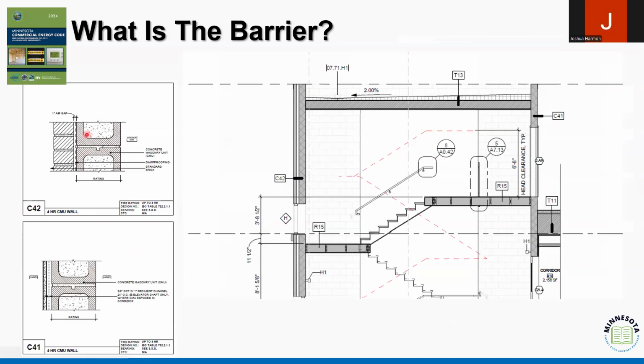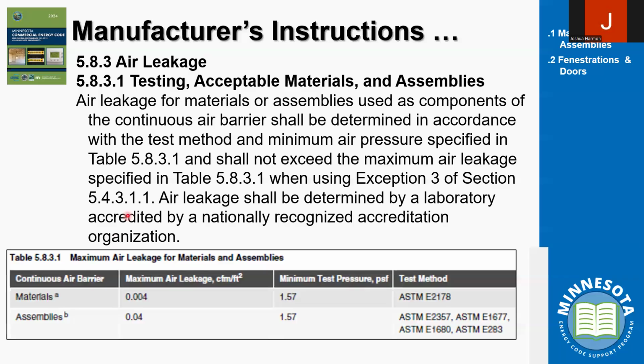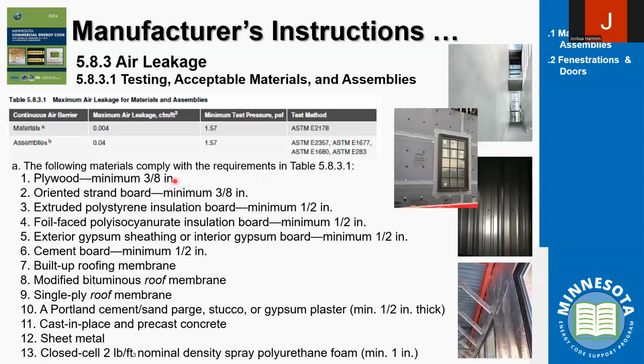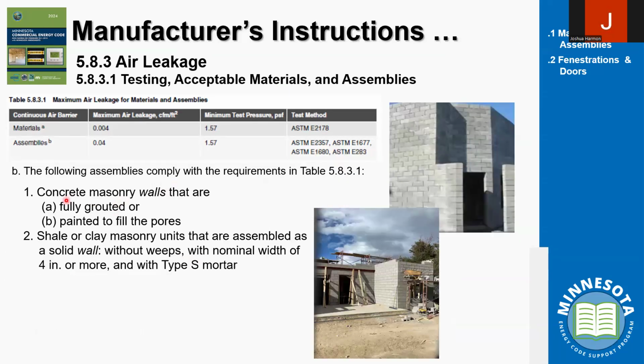Well, this is where Josh does more work than Josh probably should. Because if you remember, one of the things that we've talked about before is that the code identifies, let me see if I can find it real quick. Here we go. The code identifies a list of different acceptable materials that can be used to provide air leakage control as part of that air leakage system, right? And one of those things identified is a concrete wall. So a concrete wall can be part of an air barrier.